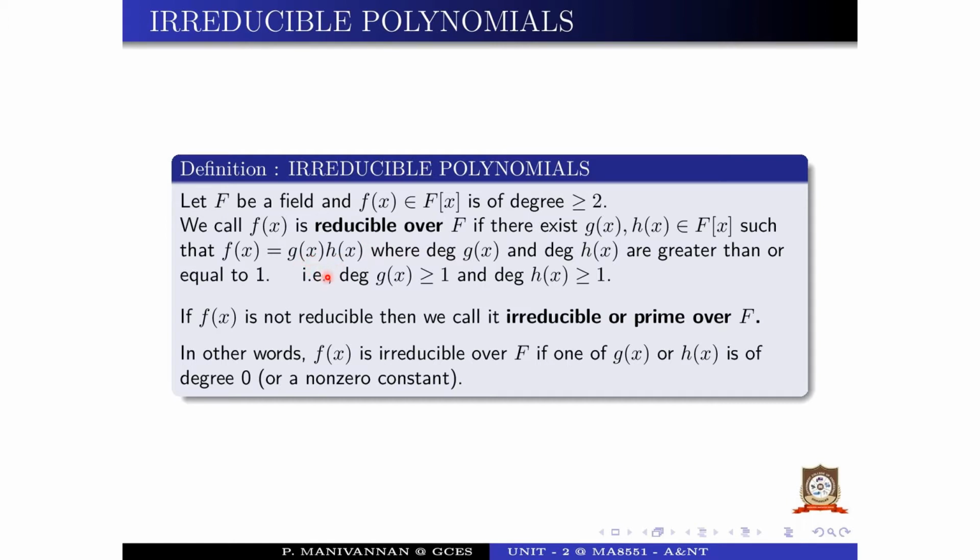We multiply two polynomials, we get f(x), then f(x) is reducible. If it is not possible, that means it is not reducible, then f(x) is said to be irreducible or prime over F. In other words, f(x) is irreducible over F if one of g(x) or h(x) has degree 0, that is, a non-zero constant.